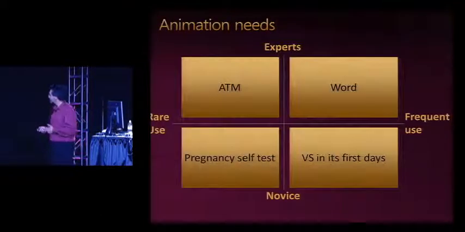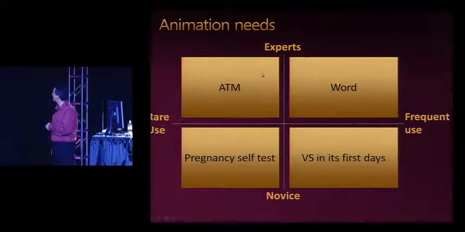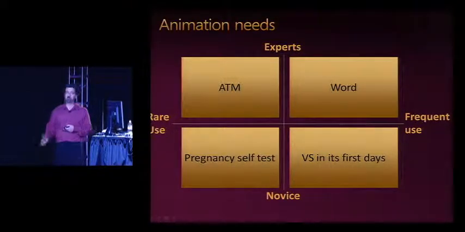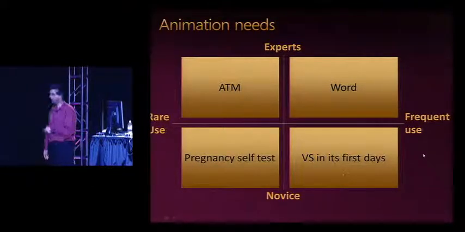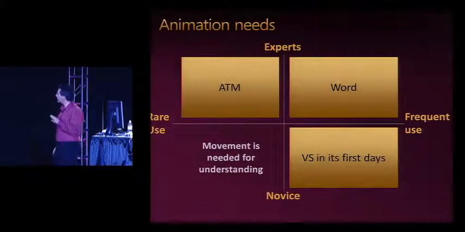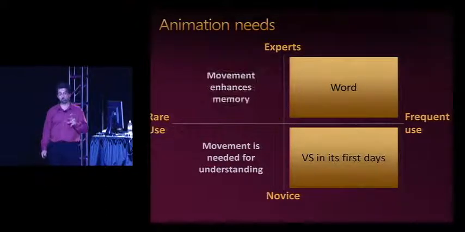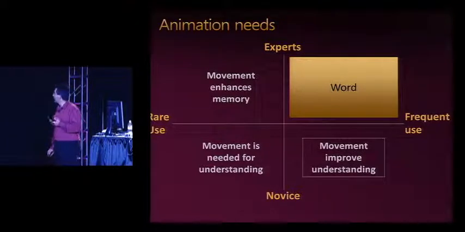So we tried to analyze it a little bit more, and we came up with this graph. Here you can see on one axis the frequency of use, from very rarely used to very frequently used application. And on the y-axis, you see the expertise axis. So in the lower left quarter, movement is needed for understanding. People really need it, and it helps them. When they become experts, it just reminds them, so it's not really necessary, but it helps as well. It helps or enhances memory. And the problem is here.